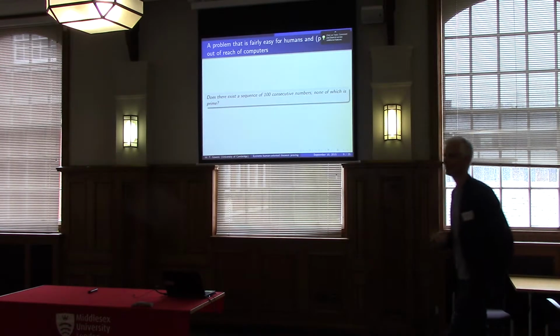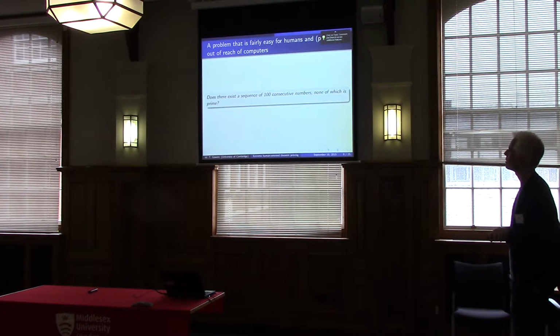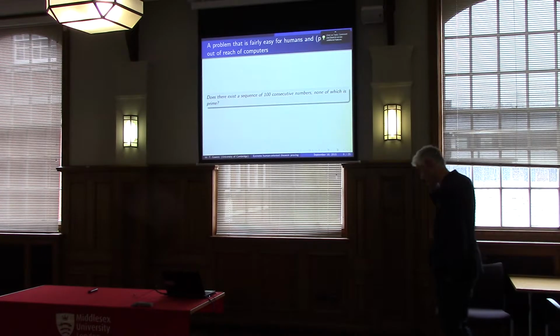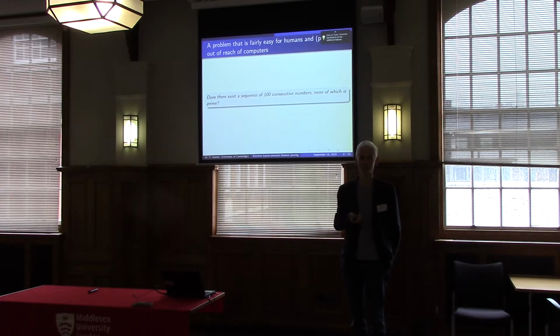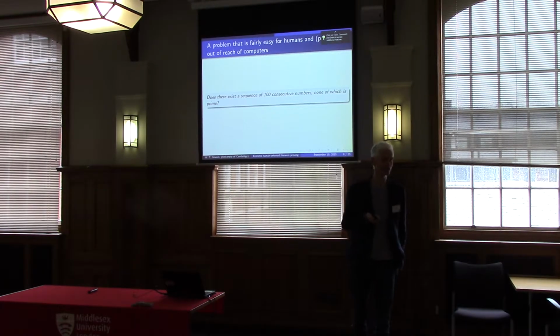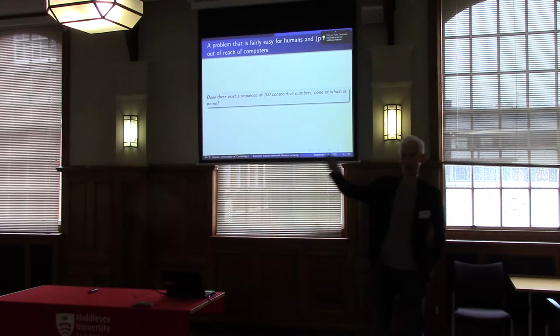But here is an example that I got off a first-term Cambridge example sheet. It's quite a well-known question. Can you find 100 consecutive numbers that are all composite?